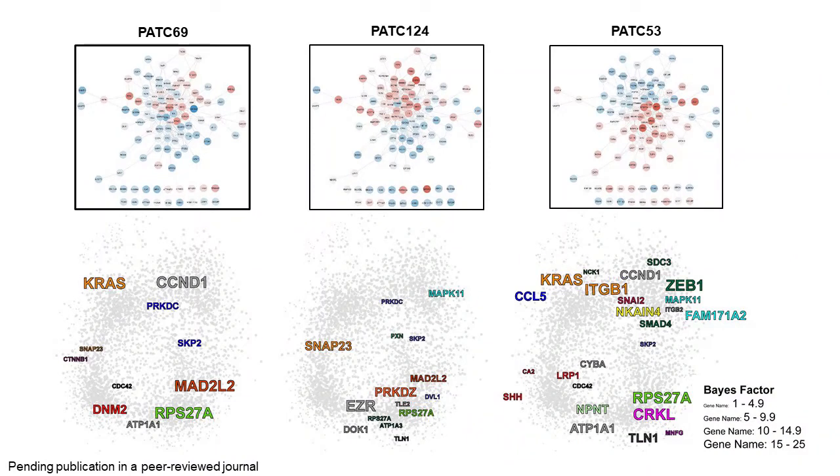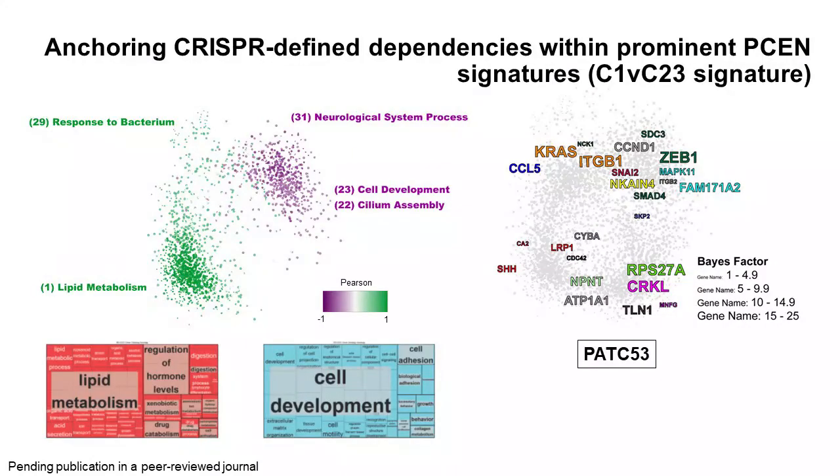On the top, we have our string PPI networks for PATI69, 124, and 53, and below we have our targets anchored within the network that are color coordinated. What's interesting here is that you can see there's a clear trend in targets, especially around 53, which I will focus on over here, around cluster 23 and all of the clusters interconnected around cluster 23 as well, which is interesting.